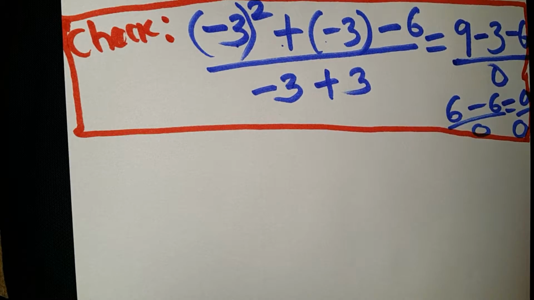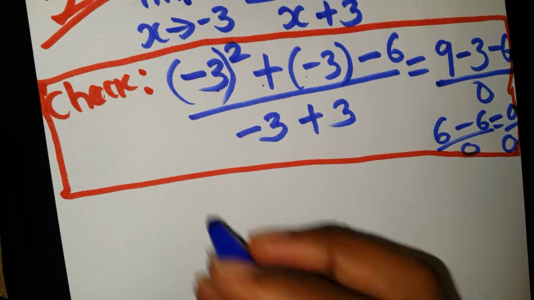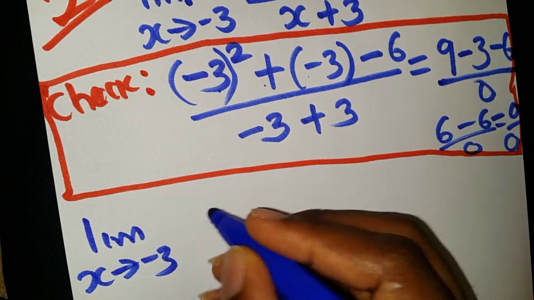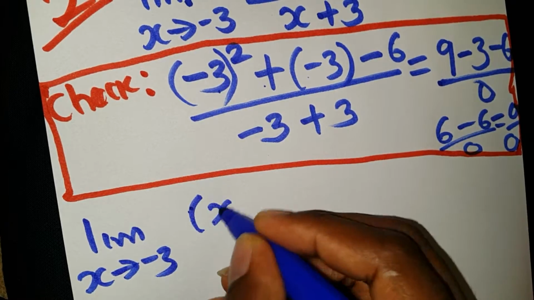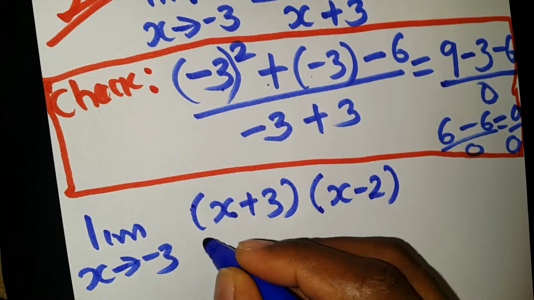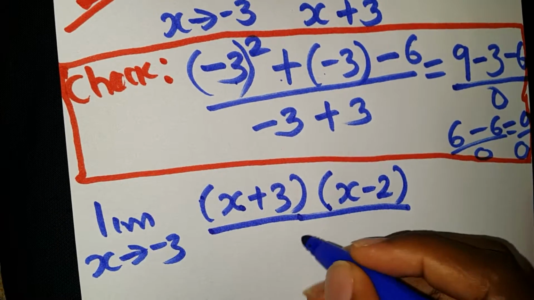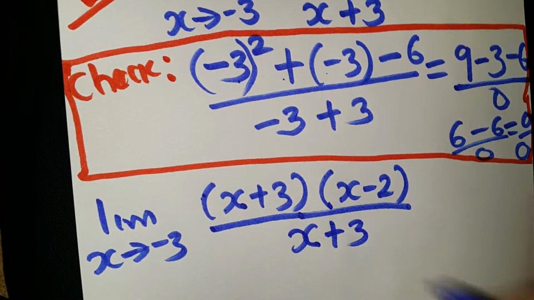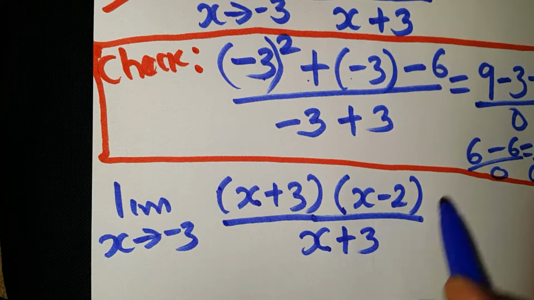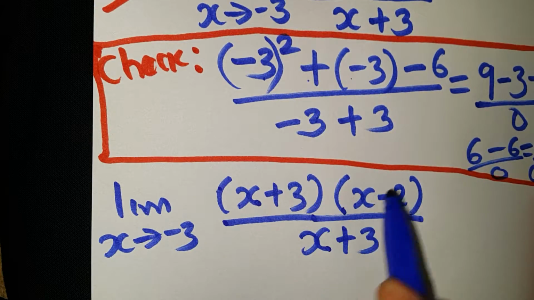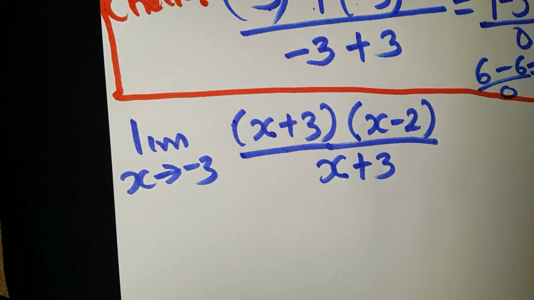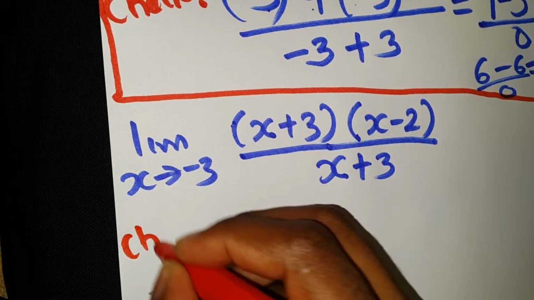So if we expand the numerator, we have limit x tends to -3, (x + 3)(x - 2) divided by x + 3. So this is what we will have. Now let's check again if this is actually the expansion of this function here. Let's recheck it again.